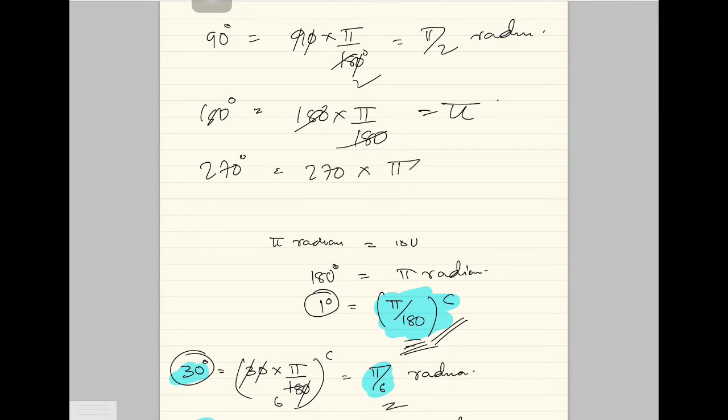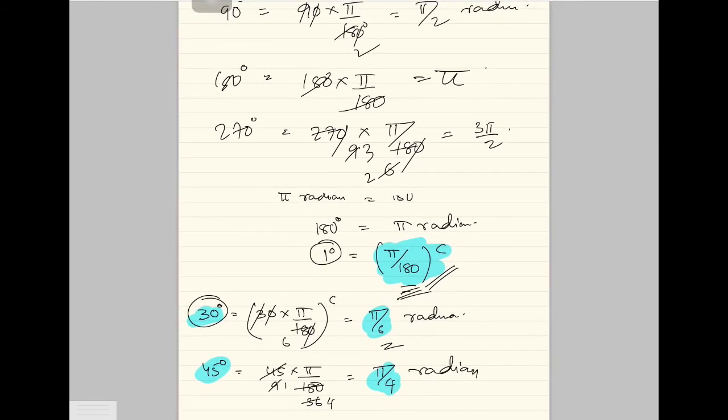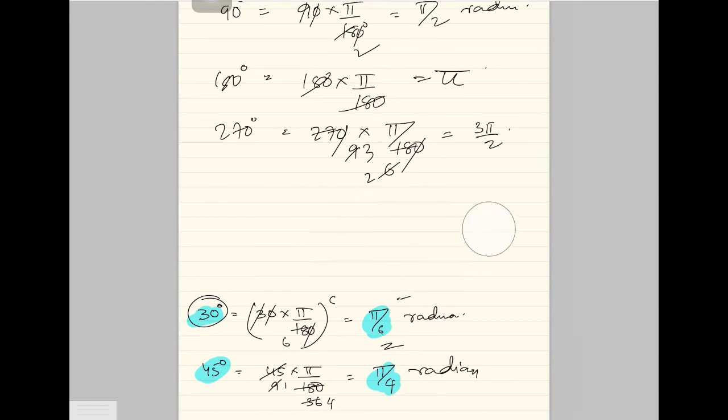Similarly, 270, just check it out. 270 into pi by 180. So cancel it. 0 and 0 get cancelled. 9 and 3 6s, 3 3s, 3 2s. So that's 3 pi by 2, isn't it? Similarly, last one, let me do it. 360. How much is 360? 360 into pi by 180. I want you to copy all of these, okay? So cancel off, and how much? 3 1s are 3, 3 6s are 36, 6 2s. So isn't that 2 pi, everyone?